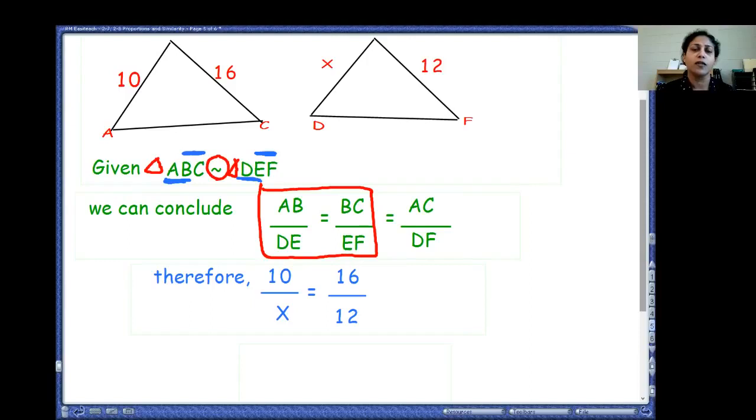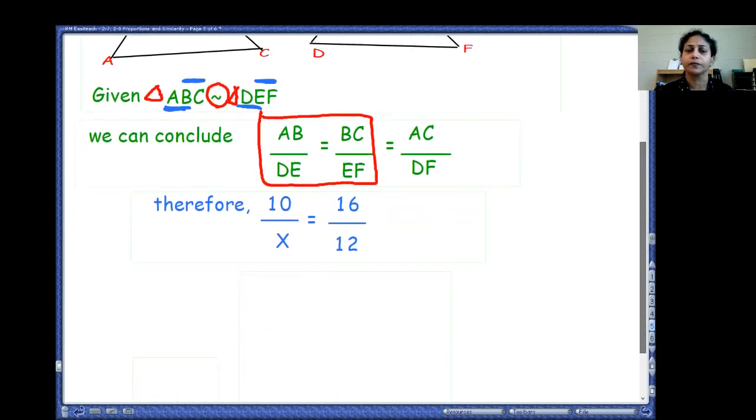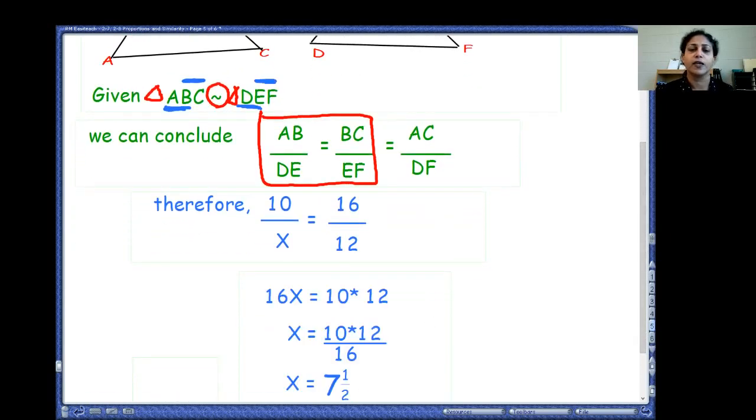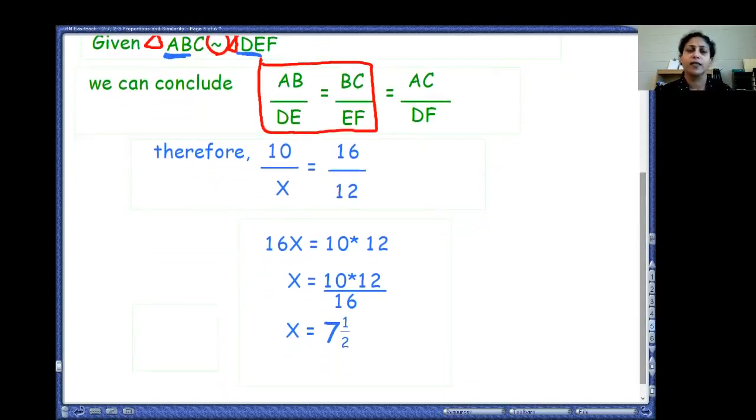So we know that 10 over x is equal to 16 over 12, which we then cross multiply, and it becomes 16x equals 10 times 12, and then we solve for x, and in this case this is a word problem, so you're going to write that DE equals 7.5 units.